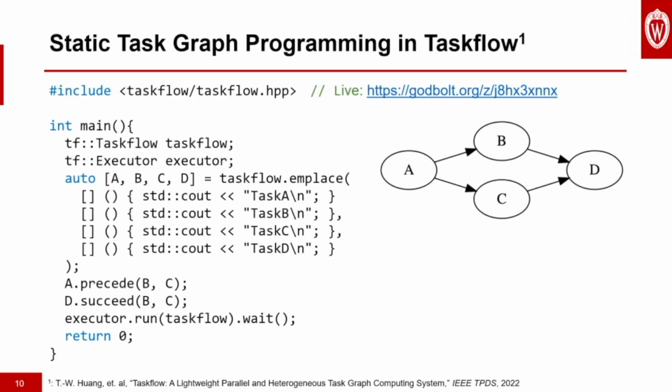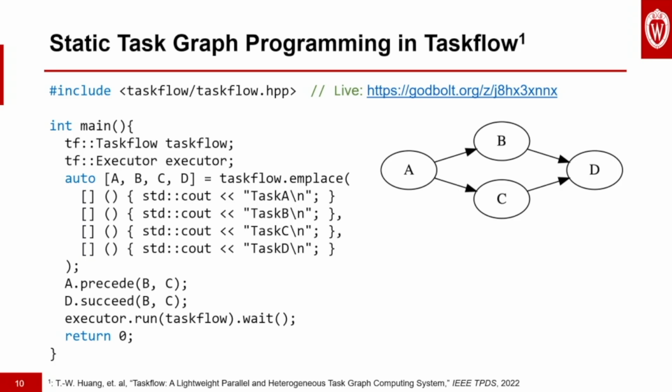Taskflow is a general-purpose parallel programming system that helps you easily parallelize your applications using modern C++. Let's take a look at an example in our system, Taskflow. Suppose you want to do 4 things, A, B, C, and D. Each represents a function or a task.